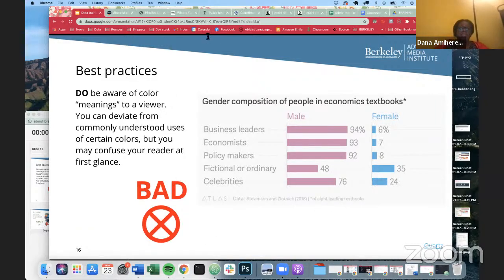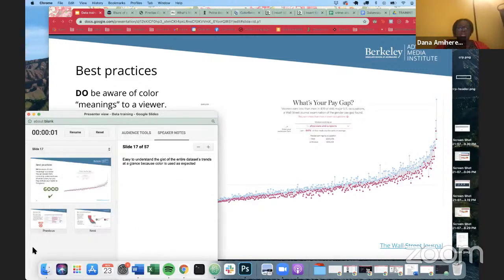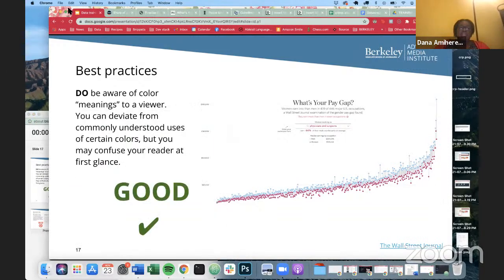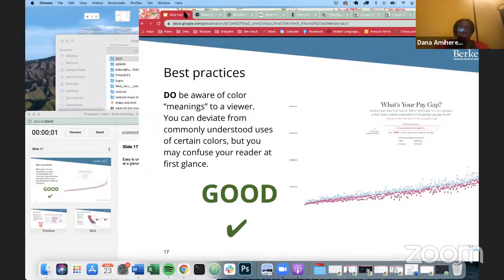So an example of something that does this in a more conventional way is this example from the Wall Street Journal. It uses color in a way that societally we're just used to. So when people look at this at a glance, they understand the meaning right away. I'm actually going to click into this example because it's pretty good. Let me move my screen back over.